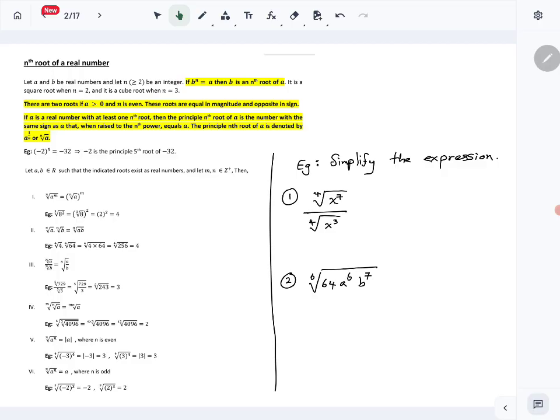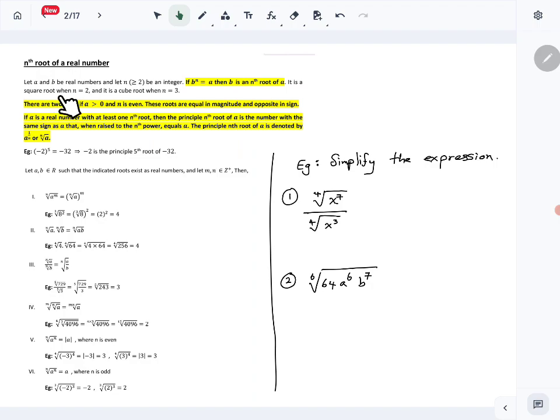Okay. Next topic we want to discuss is the nth root of a real number. So let a and b be real numbers and let n be an integer greater than or equal to 2. So n is an integer greater than or equal to 2 and a and b are just real numbers. Then if b to the n is equal to a, then b is the nth root of a. This is the expression. b to the nth power is equal to a means b is the nth root of a.